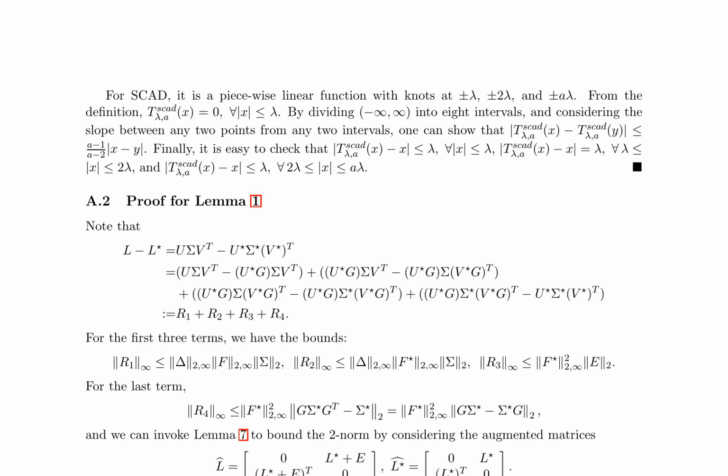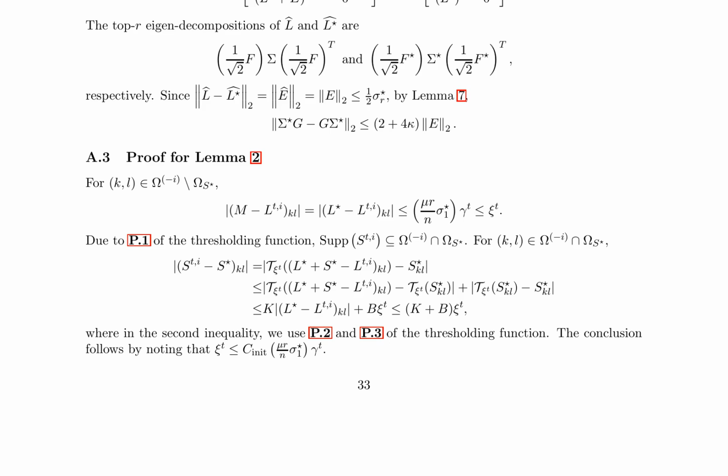Next, the authors provide a proof for lemma 1, which involves bounding the spectral norm of the difference between two matrices, L and L star operator. This is achieved by decomposing the difference into four terms, R1, R2, R3, and R4, and bounding each term separately. The bounds are derived using various matrix norms and inequalities, including the Frobenius norm, the spectral norm, and the 2-infinity norm. The proof for lemma 2 is then presented, which involves bounding the magnitude of the entries of the matrix M L_T,I, where L_T,I is a truncated version of the matrix L.